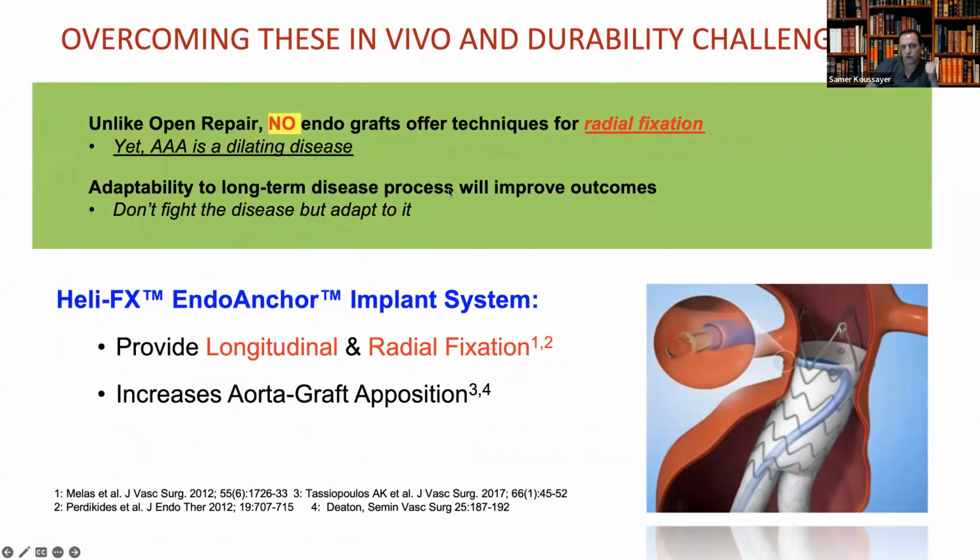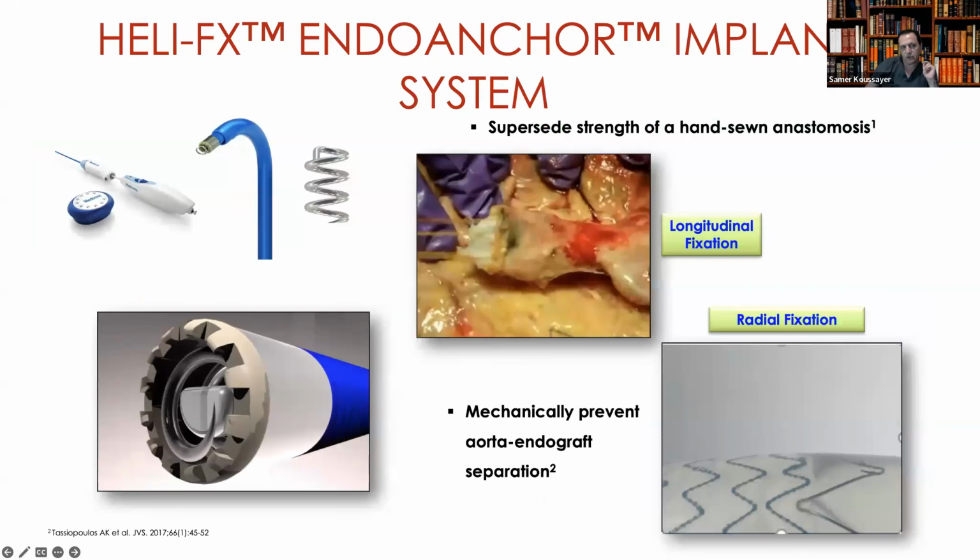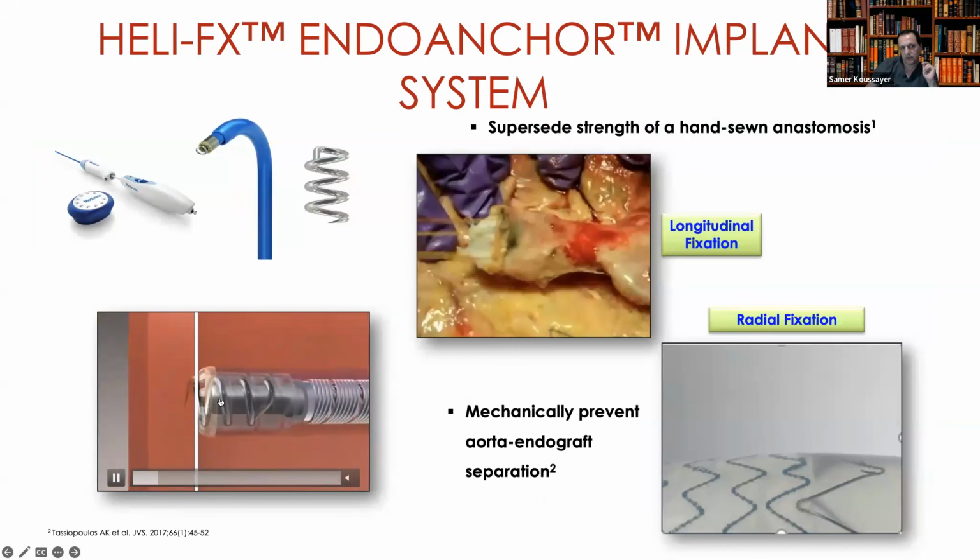So the Endoanchors give you both longitudinal and radial fixation. This is how they work. You see, they go through the graft and then the aortic wall. You deploy the anchor the first time. If you're happy, fine; if you're not happy, you can pull it back. Then you go again. If you are happy, then you press again and go through the wall and fix your aorta. That is the way it works.